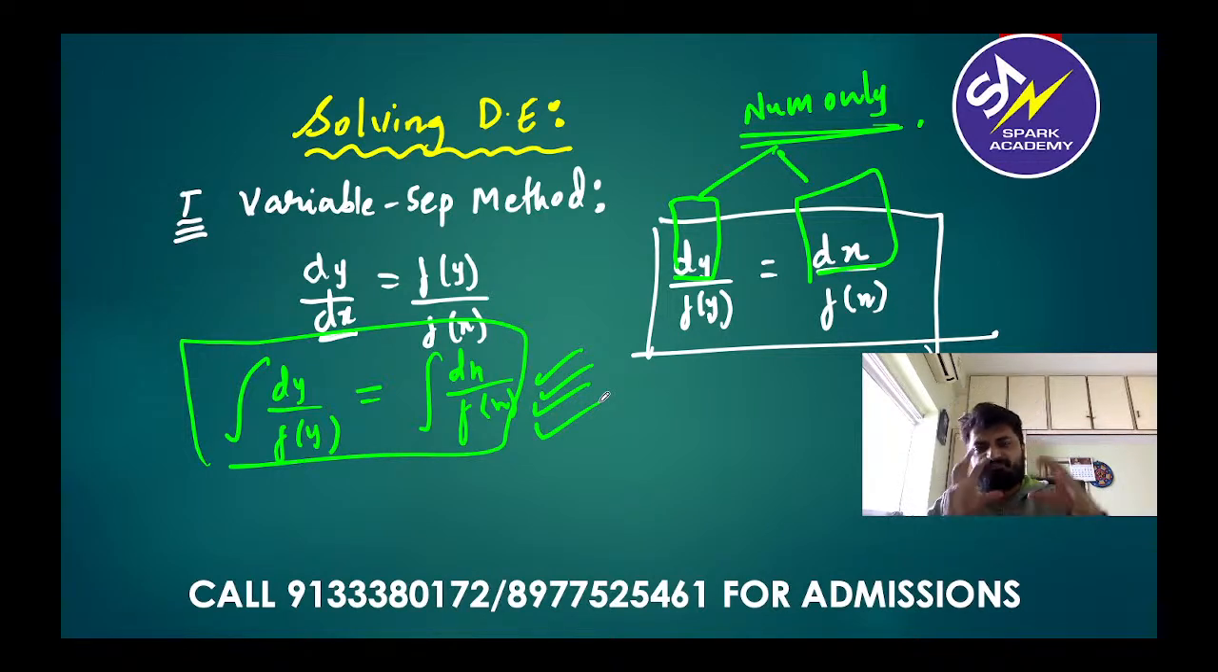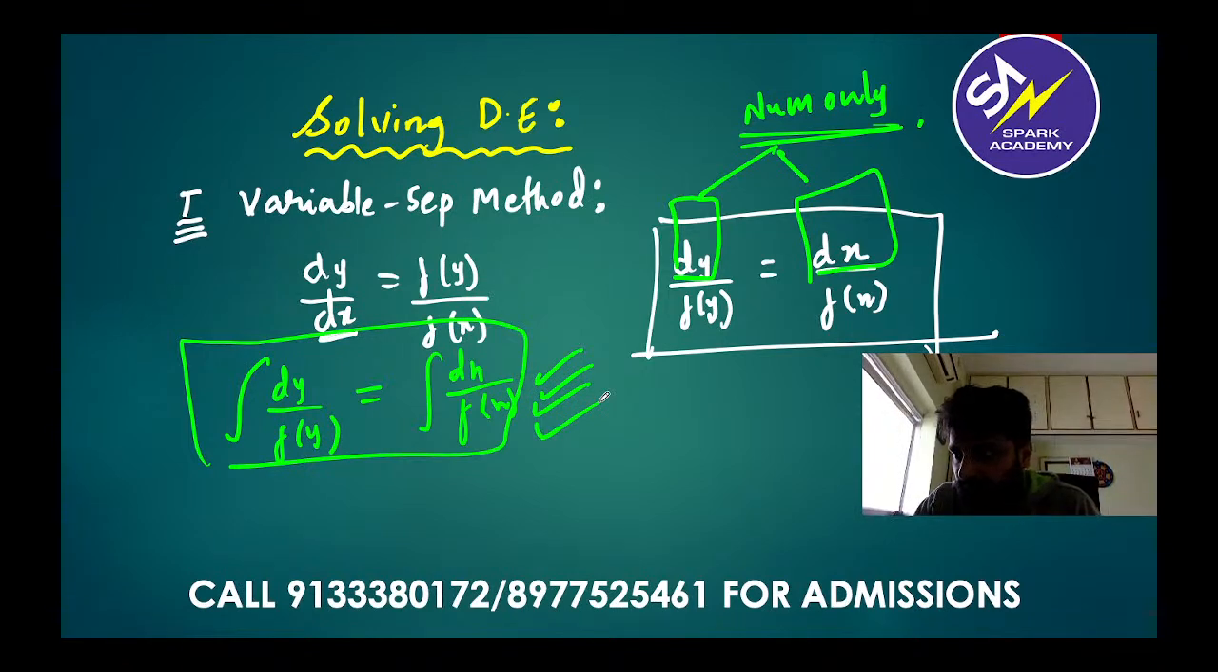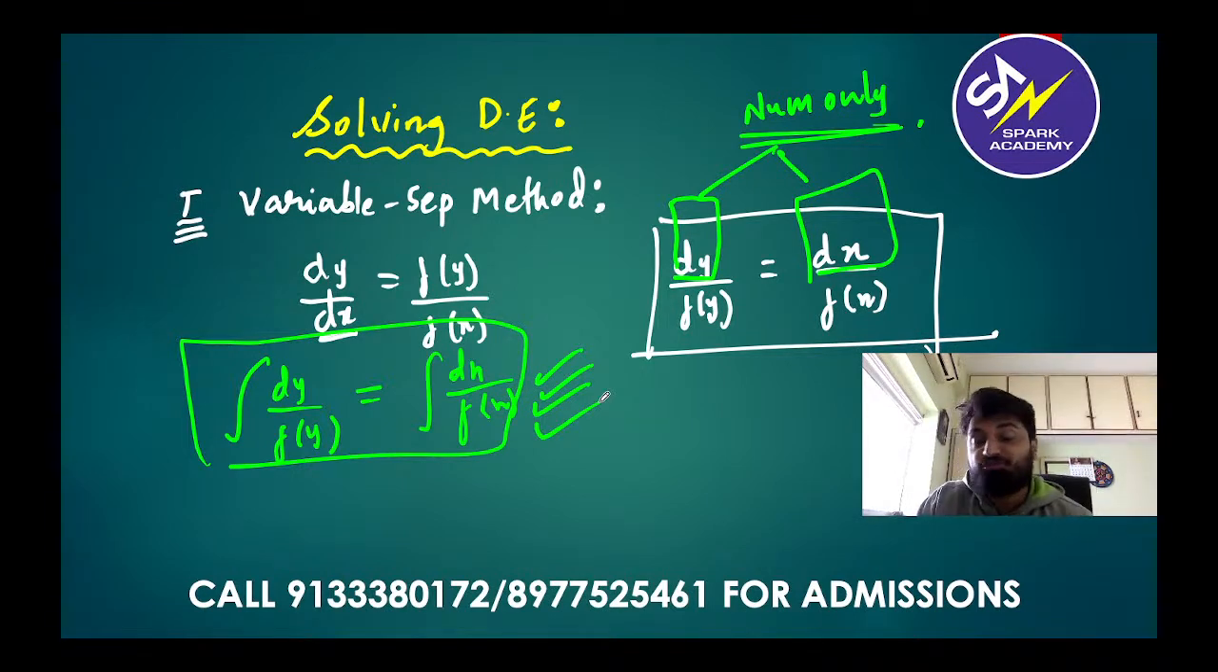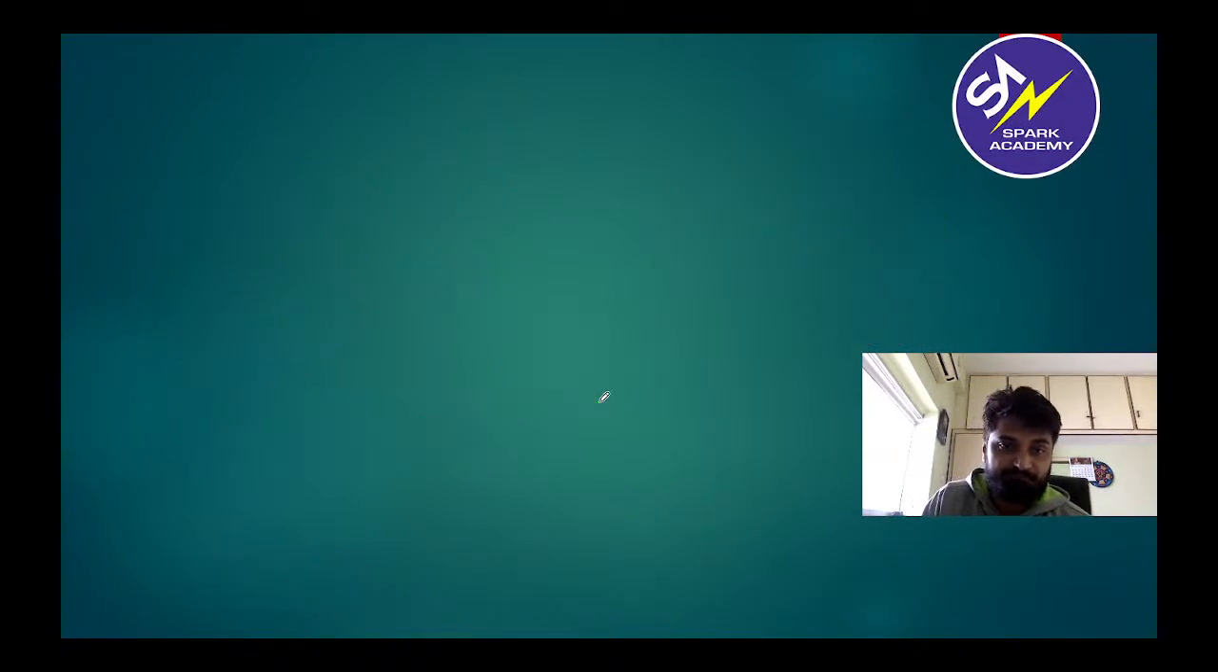So what you need to do is, if it's separate in y and x, you just need to take all the y terms on one side and all x terms on the other side and then just integrate them. You'll get the answer. Right? So this is the first method which you need to know. Weightage is 4 to 5 questions. 4 to 5 questions you get in differential equations. One of the very important topics.